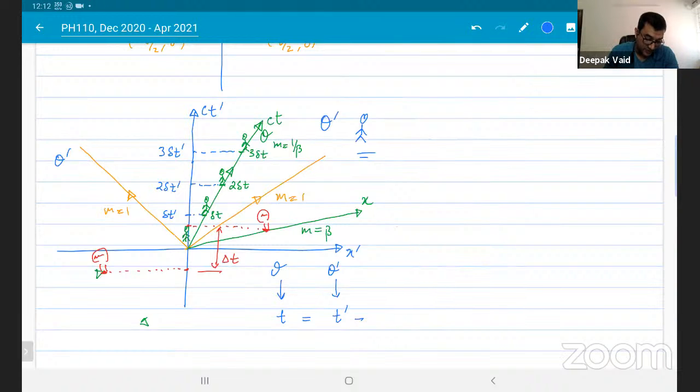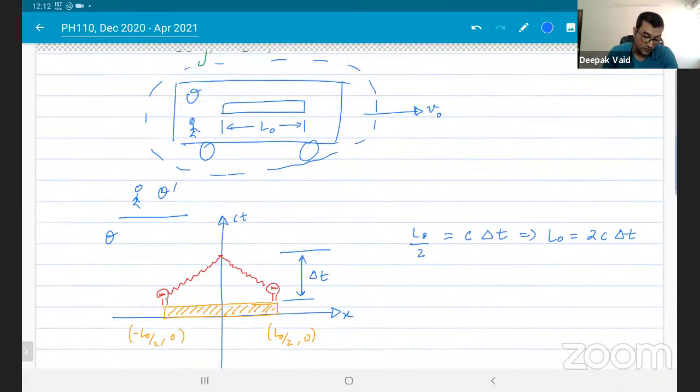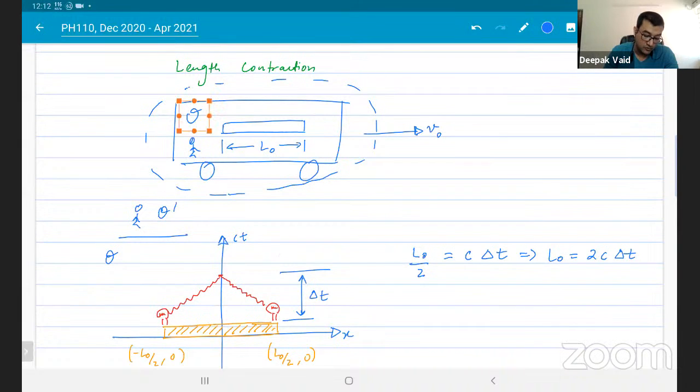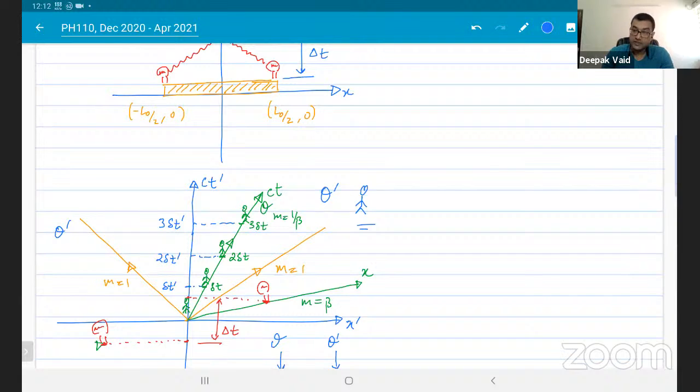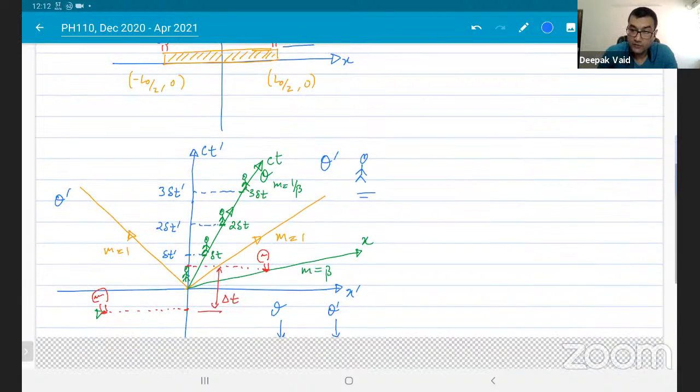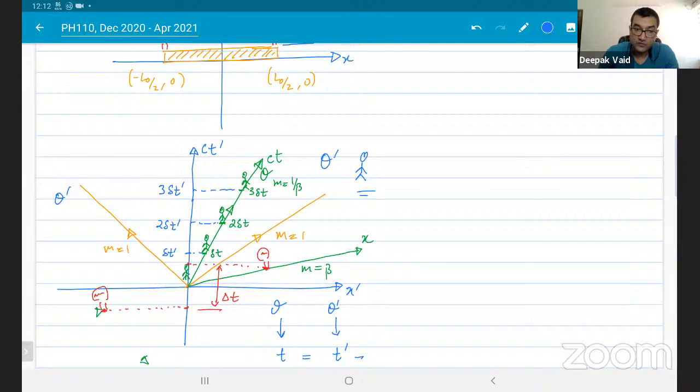Okay, so this is the space-time diagram of the frame of reference of O prime, right? You can see that this is X prime and this is CT prime. So this is the rest frame of O prime. Now with respect to O prime, O is moving with some velocity V0 in the positive x direction, right? So how do we represent the motion, the trajectory of O in the frame of reference of O prime?